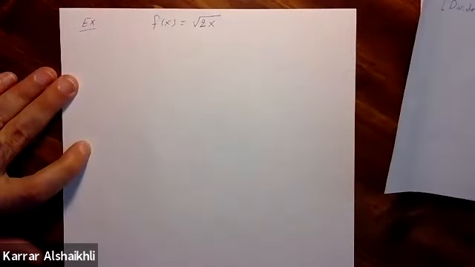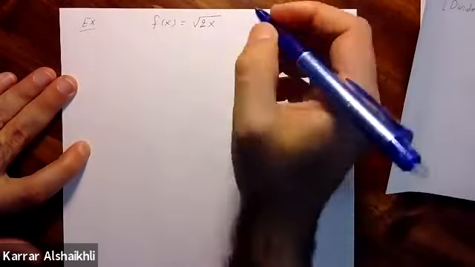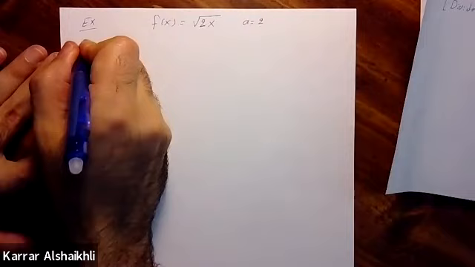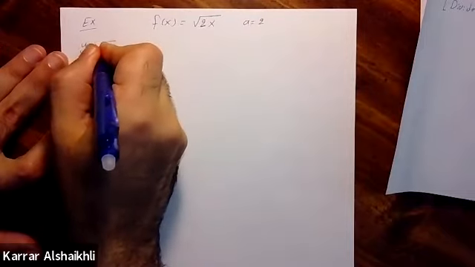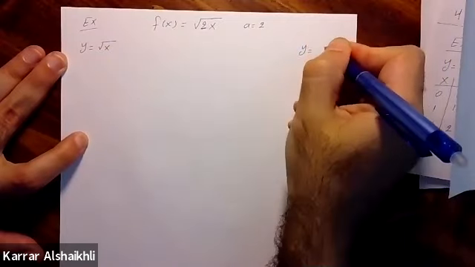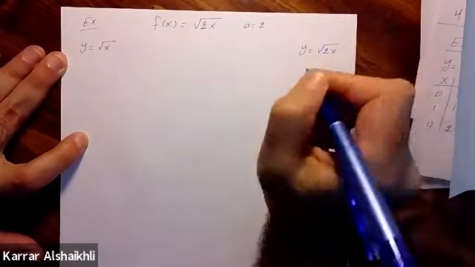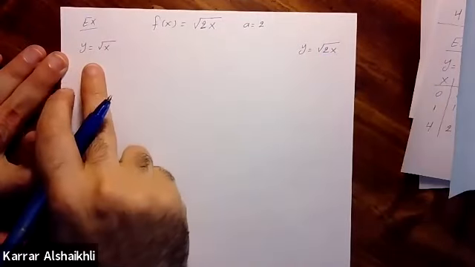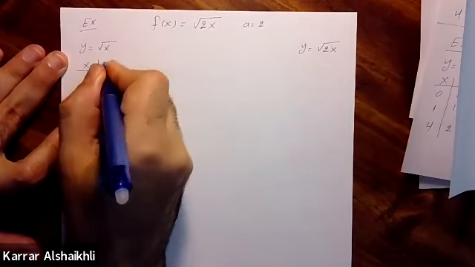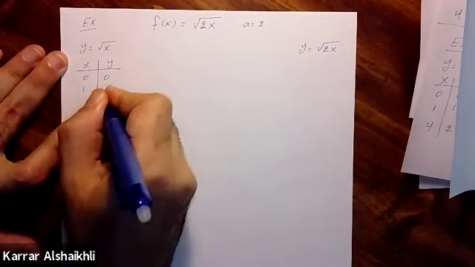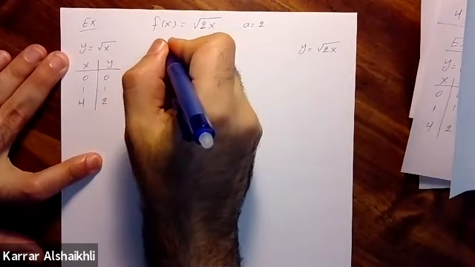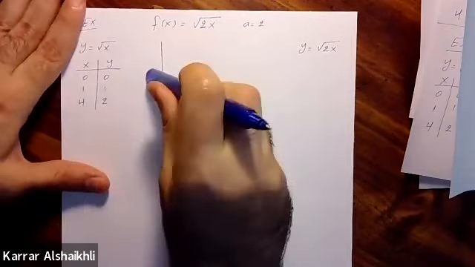So the first thing we're going to do is exactly the same technique. The number a here equals 2. So I'm going to graph the basic function y equals square root of x, and here I'm going to graph the new function y equals the square root of 2x. Let's graph the basic points x, y: 0, 0, 1, 1, 4, 2. And the graph of the basic function is going to be here.